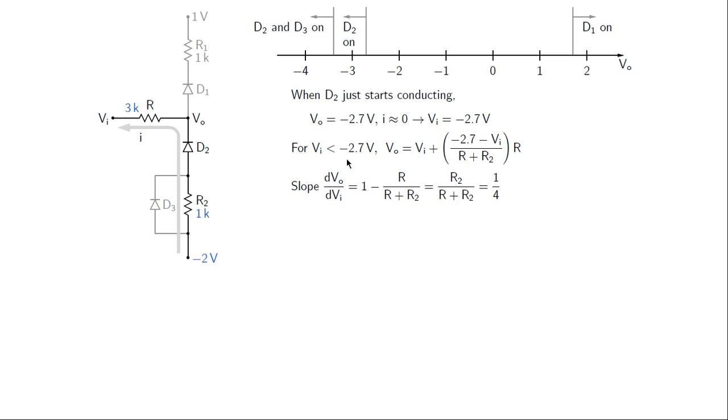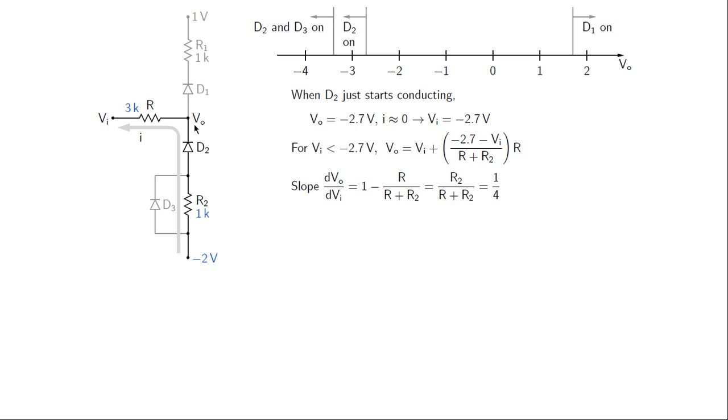When we make VI more negative than minus 2.7 volts, that is VI less than minus 2.7 volts, we are talking about this region now. D2 is conducting and D3 is still not conducting. So what happens then is this current starts increasing as VI becomes more and more negative, and in that case VO is VI plus I times R. And what is I? This node is at minus 2 volts, this node is at VI. So the total voltage drop between these two is minus 2 minus VI, and from that we need to subtract the diode voltage drop, that is 0.7 volts. So therefore we have minus 2 minus 0.7 minus VI divided by R plus R2. So that gives this current I.